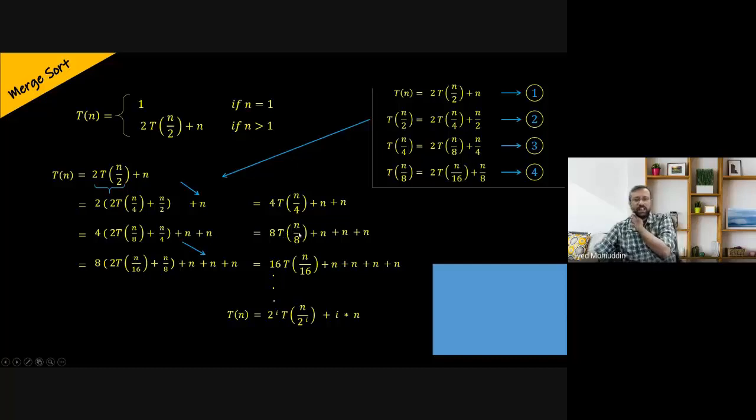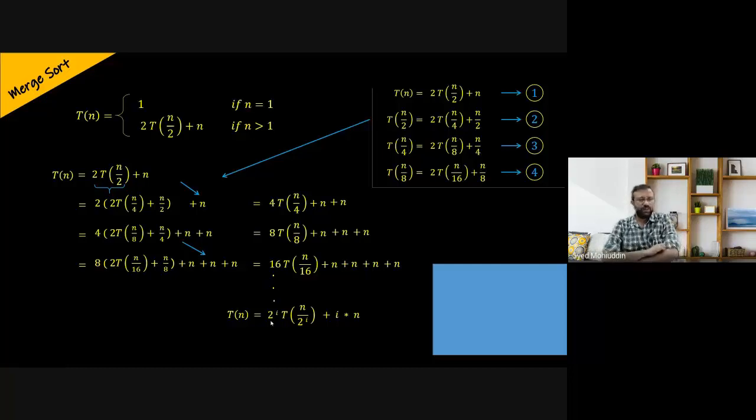Same thing, instead of T(n/8), we will substitute 2T(n/16) plus n by 8. So here we have 8 multiplied by 2T(n/16) plus n by 8. So 8 gets cancelled, and this is 16T(n/16) plus n plus n plus n plus n, successive n's. If we substitute this recursively for the ith time, this is 2 power 1, 2 power 2, 2 power 3, 2 power 4. For the ith time, it will be 2 power i.